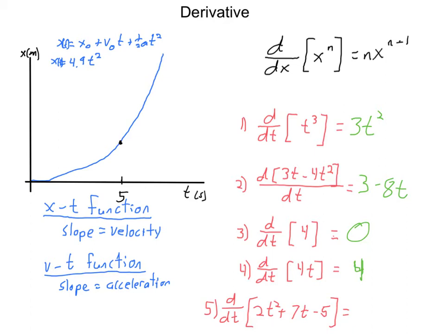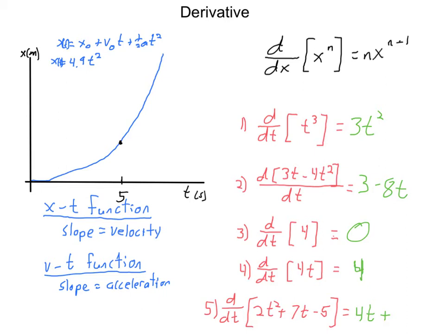If there's just additions and subtraction signs between them, you can use the power rule on each of the terms in the function individually. So on the term 2t squared, I multiply the 2 down. 2 times 2 is 4. And now I subtract 1 from the 2 in the exponent. 2 minus 1 is 1, so I just have t.